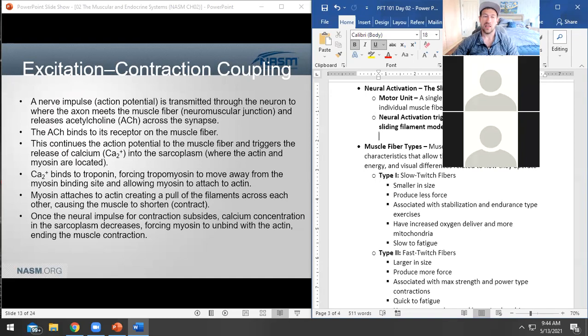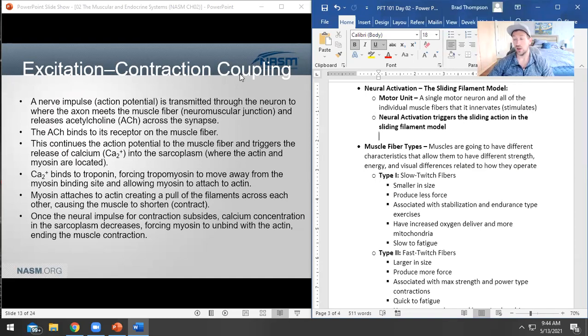What is happening is your nervous system, your motor neuron, will release an electrochemical signal, which will travel down the neuron. Once it gets to the very end, it will release a chemical called ACH, or acetylcholine. Acetylcholine will move across this little gap. It'll grab the muscle fiber, and that will trigger an electric signal that runs across the muscle fiber.